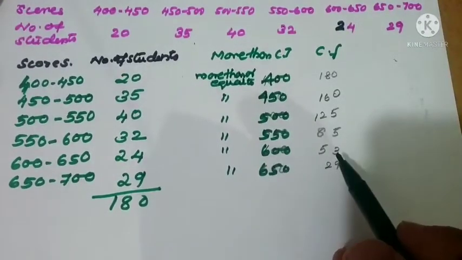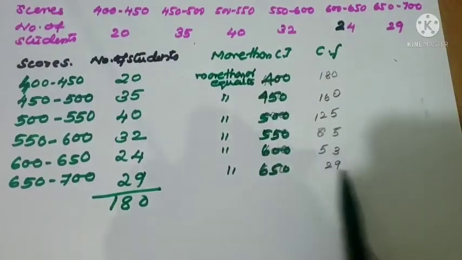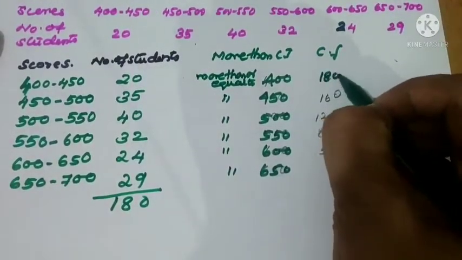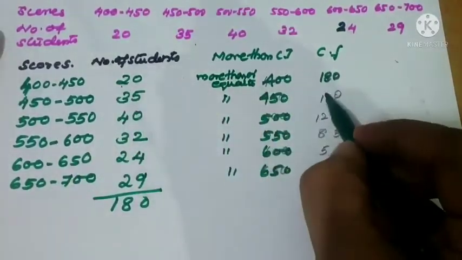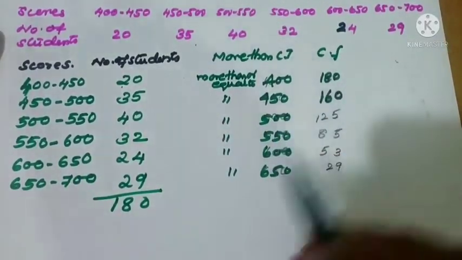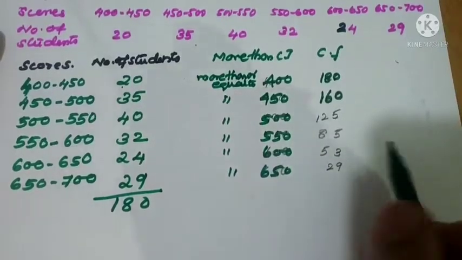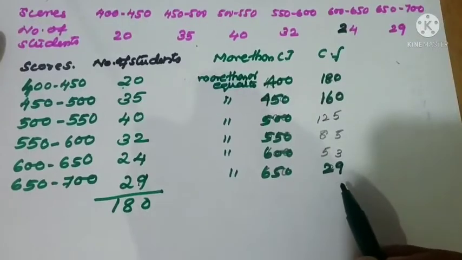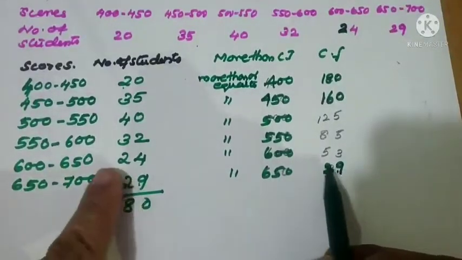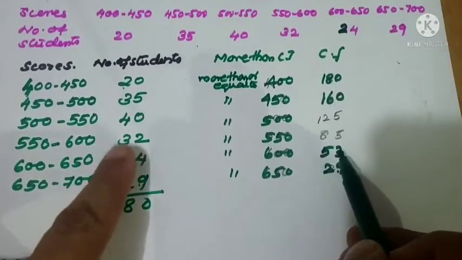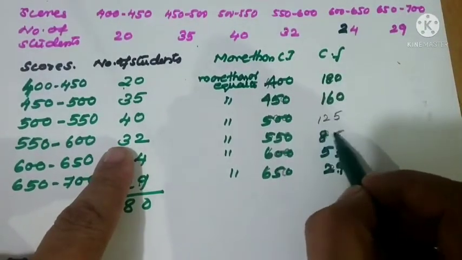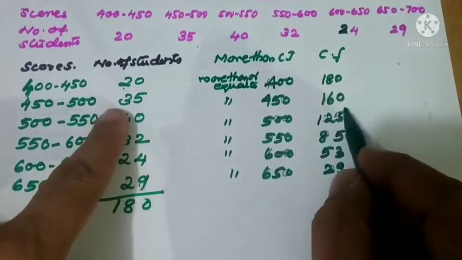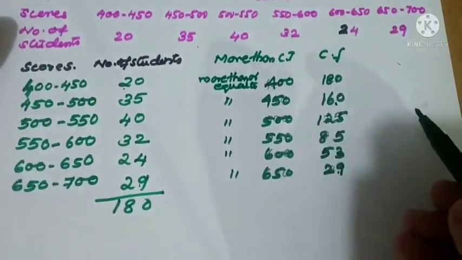Now what is the CF here? We have already given the method: we take the total frequency, which is 180, minus the first frequency 20, so that is 160. The easiest method is to start from the downward side. Against 650, 29 candidates are there. So 29 plus 24 is 53. 53 plus 32 is 85. Then 125, 125 plus 35 is 160, plus 20 is 180.